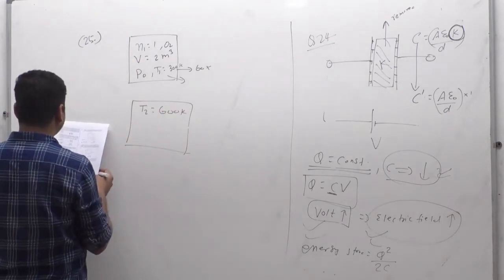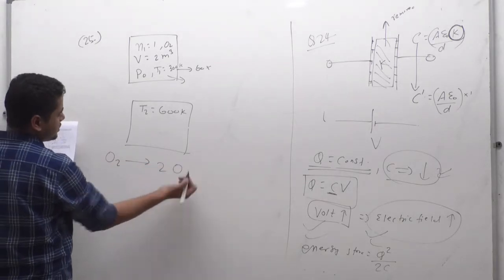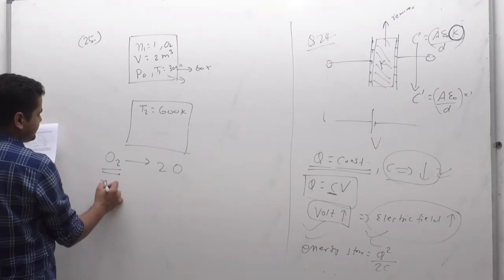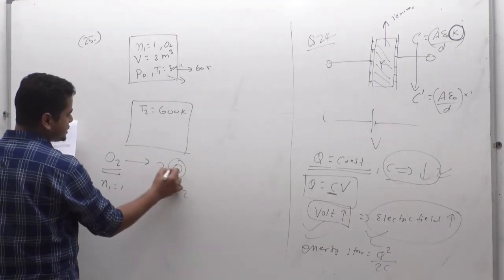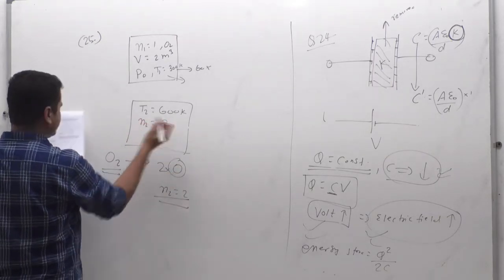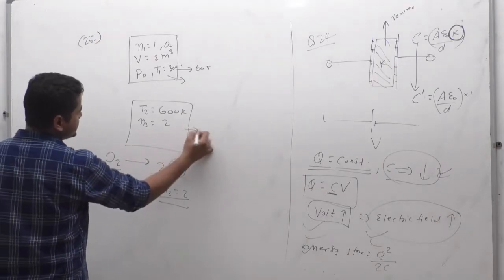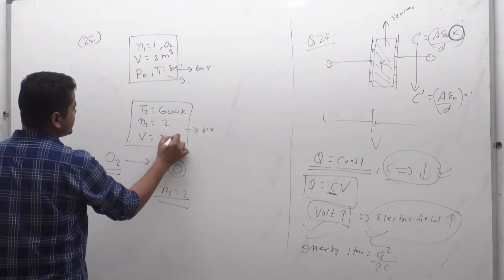The molecule has now dissociated into oxygen atoms. See, this is the molecule, and it has dissociated into oxygen atoms. So if the moles of oxygen molecules is 1, then the moles of oxygen atoms will become how much? 2, because it is 2 into this much now. So the moles of oxygen is basically 2, so you can put 2. Correct. Now the new pressure and volume: the volume is not changing. Why? Because it is fixed, because it is a box. So the volume will be the same, 2 meter cube.